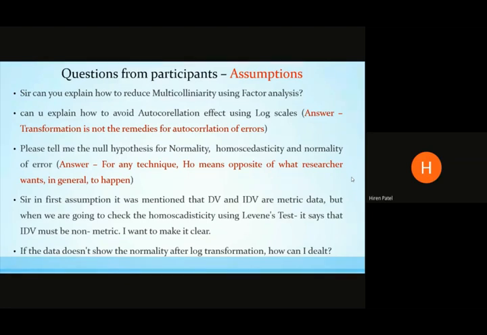Another question was, sir, in the first assumption, it was mentioned that DVs and IVs, let me use it as IVs, are metric data. But when we are going for checking homoscedasticity using the Levene's test, it says that IVs must be non-metric. I want to make it clear.